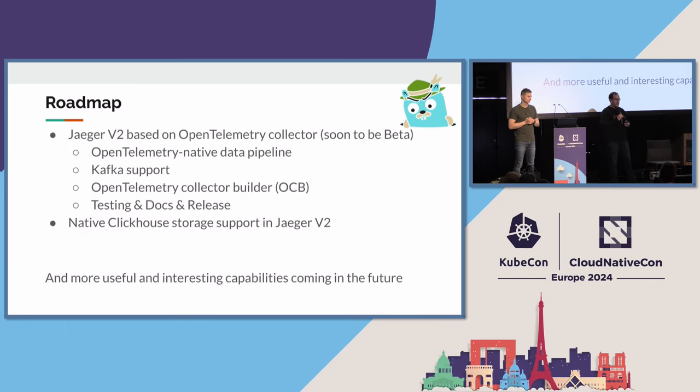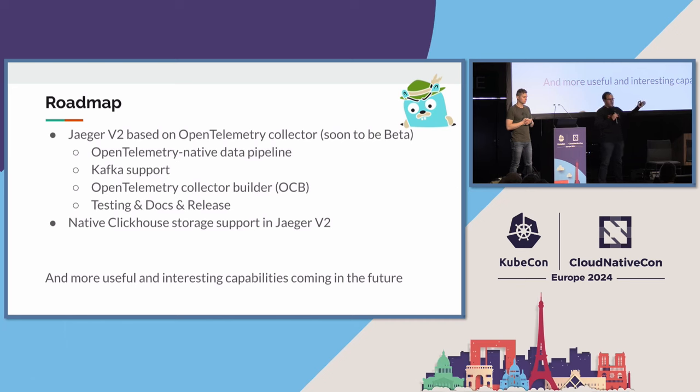In terms of the roadmap, Jaeger V2 is soon to be beta, hopefully in the next couple of months is the goal. And we kind of explained some of the pieces here, but we also have to work on our pipeline and documentation and various other things. So even if you don't write code and you can help with docs or you're interested in the project, please reach out. We are on the CNCF Slack, which I'll mention. But we're always looking for help. You don't have to be, you know, a great coder. You can do all kinds of things to help the project.